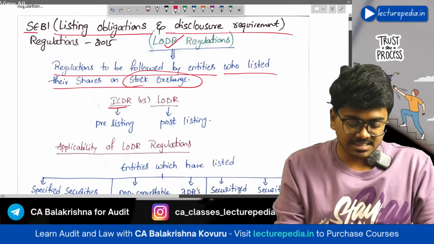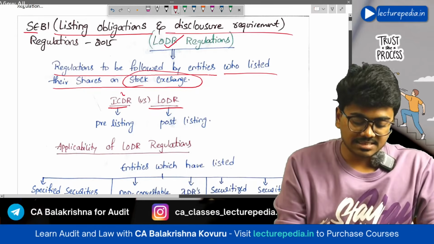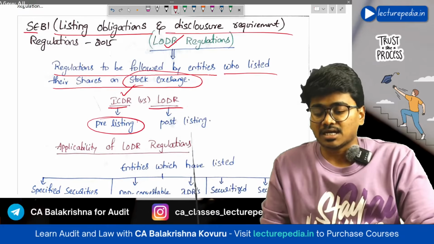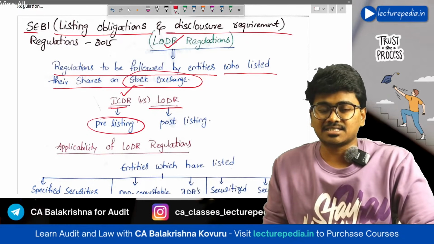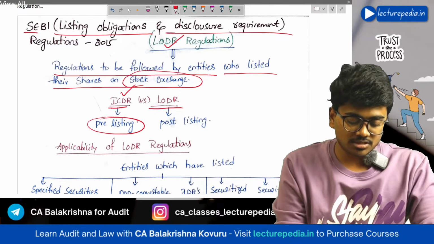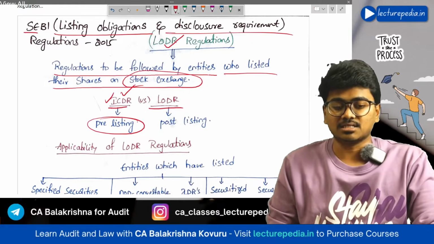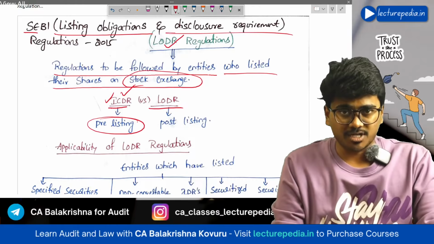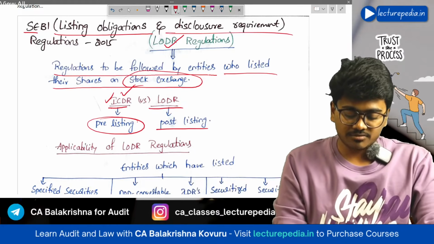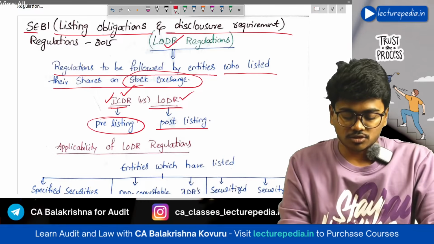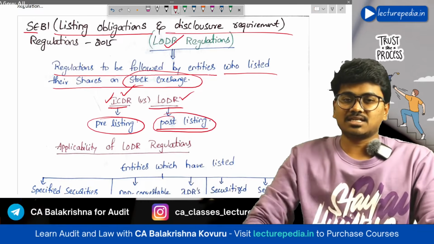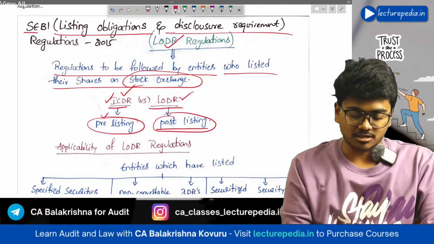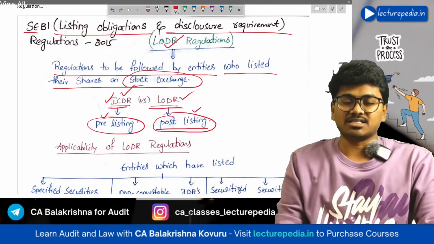Difference between ICDR and LODR regulations. ICDR regulations are pre-listing requirements. That means the company, before it gets its shares listed on the stock market, needs to comply with ICDR regulations, and after the company gets its shares listed on the stock market, from that point onwards it needs to comply with LODR regulations. So they are known as post-listing requirements. Okay, pre-listing means before listing, post-listing means after listing.